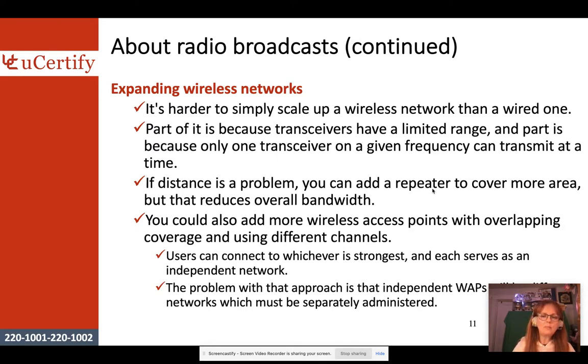The only problem with that approach is that you have to make sure that you do buy a wireless mesh network. You don't just go out and buy a bunch of wireless access points and set them up separately. If you do set them up separately, you have to set them up as network extensions. You can't just set them up as separate wireless access points. Otherwise, you've got a bunch of different wireless networks going on in your house, and they have to all be separately administered.